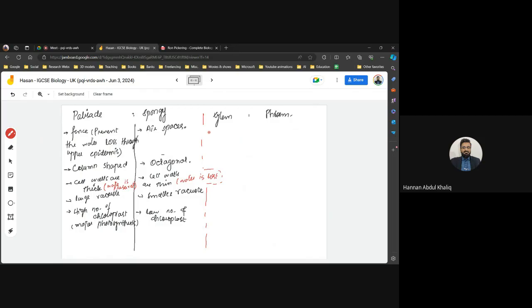The xylem are dead cells, meaning no organelles. The phloem are living cells. In what sense? They do contain cytoplasm. They also contain smaller organelles, but no nucleus.